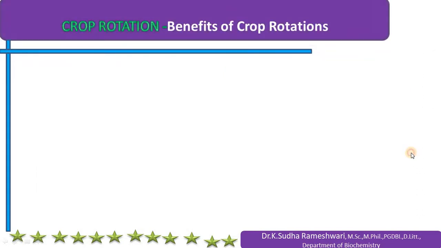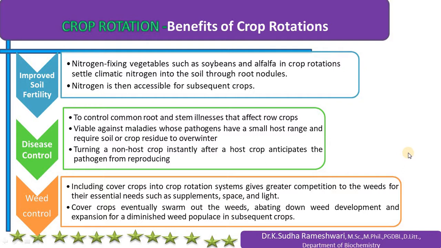Next is about the benefits of crop rotation. A well-outlined crop rotation makes land both more beneficial and more ecologically maintainable. It improves the financial viability of a farm by increasing efficiency while decreasing chemical input cost. The key benefits of crop rotation are improved soil fertility, disease control, weed control, erosion control, increased biodiversity, and increased yields. Next we see them one by one.